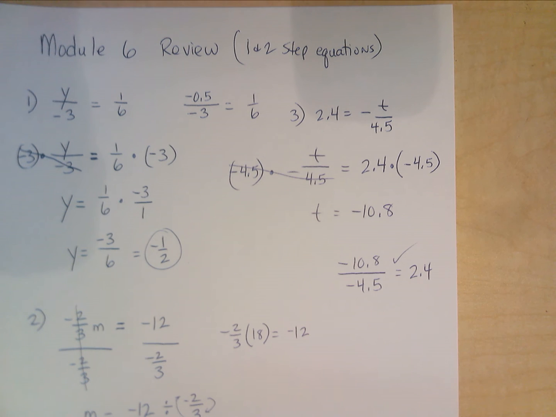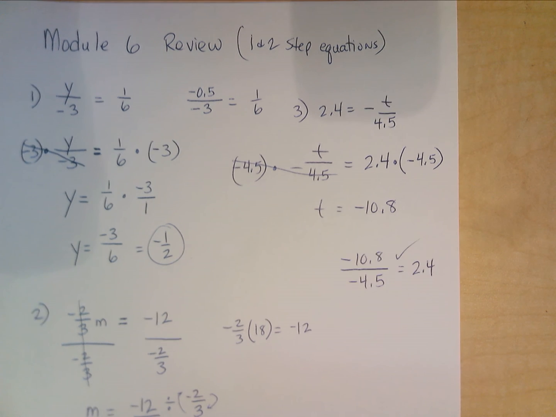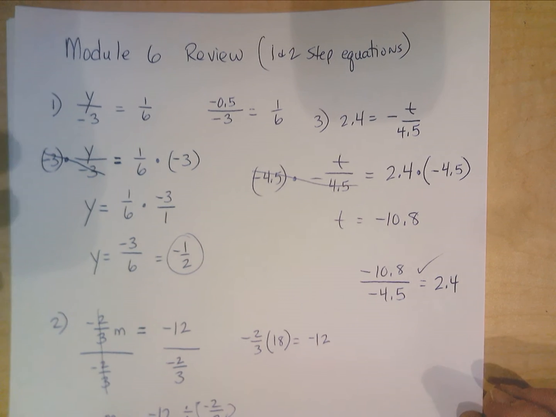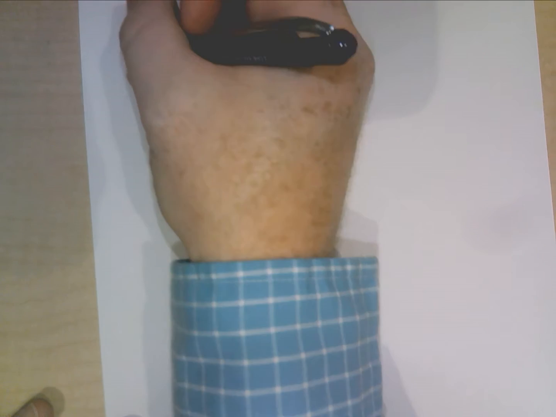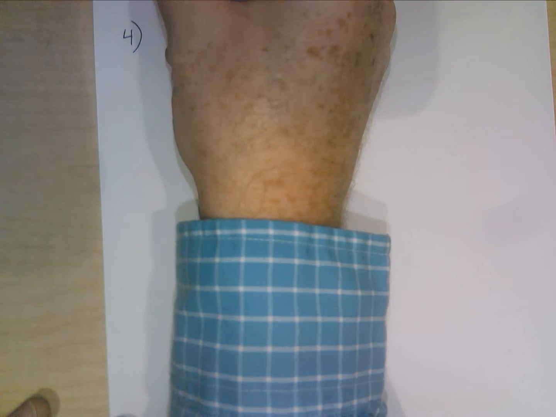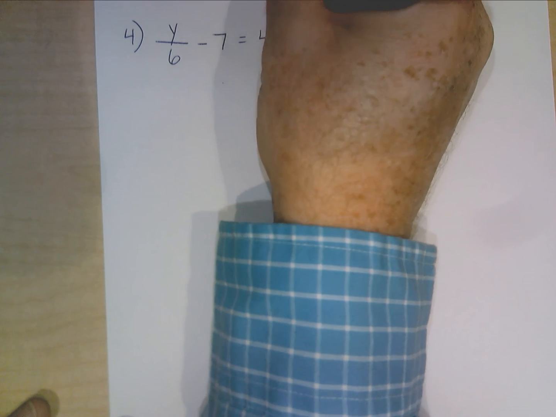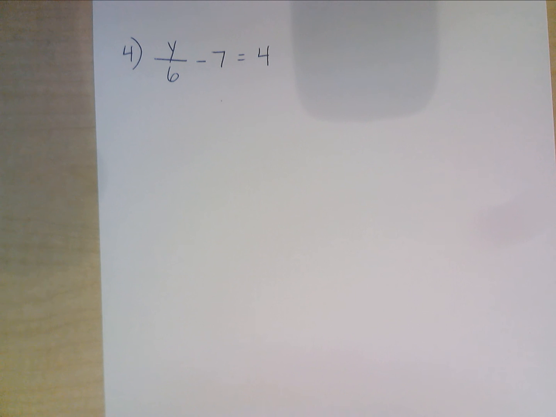All right, so those are one-step equations. Now let's talk about two-step equations. Two-step equations are simply the same thing. It's just another step, another thing that you have to do. All right, number 4. So y divided by 6 minus 7 equals 4.